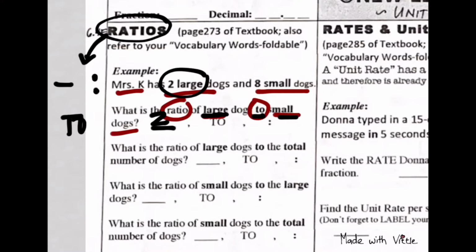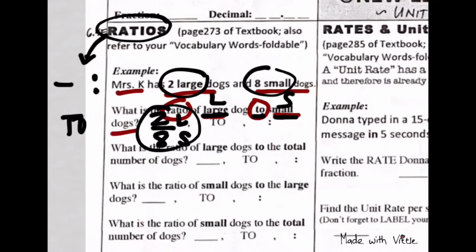And you have to label it. It's the number for large dogs, so write down L. While the small dogs is 8 dogs, so it should go down here, and they are the small dogs. If you switch these two numbers around, then it's going to be wrong. It's going to be small to large. It should be large to small. Okay, you have to follow what the question is asking for.